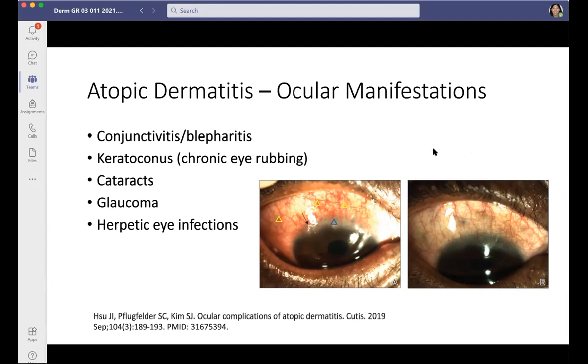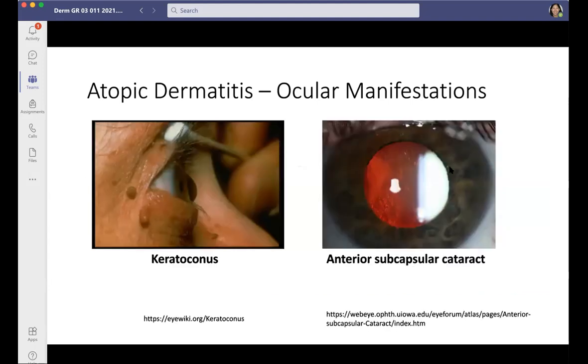Sure. So we talked about the conjunctivitis and blepharitis component. Atopic dermatitis itself, even if you don't have Dupixent treatment, can be associated with ocular surface disease, as we're talking about. Keratoconus, which can come from chronic eye rubbing, which I have a picture of later, cataracts, glaucoma, and herpes eye infections. Those are all things to be aware of in your atopic dermatitis patients.